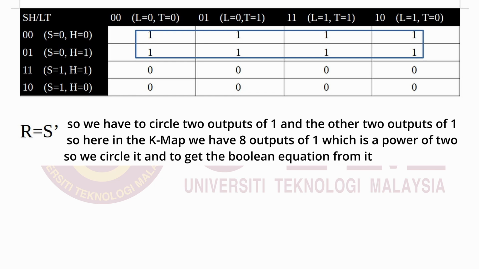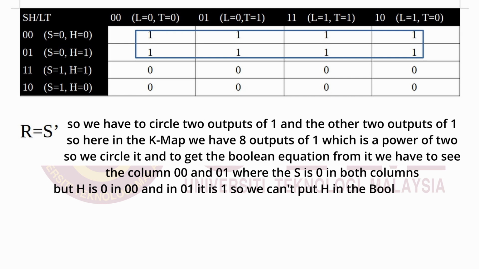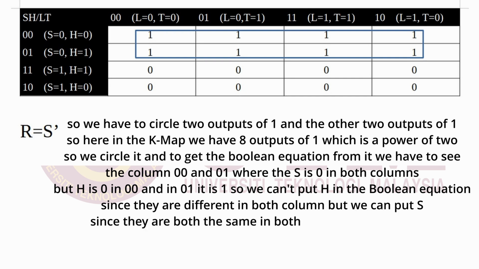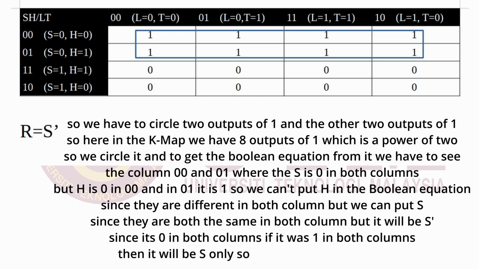We have to see the columns 0, 0 and 0, 1, where S is 0 in both columns, but H is 0 in 0, 0, and in 0, 1, it is 1. So we can't put H in the Boolean equation since they are different in both columns, but we can put S since it is the same in both columns, but it will be S bar, since it's 0 in both columns. If it was 1 in both columns, then it would be S only. So the equation for R is R equals S bar.